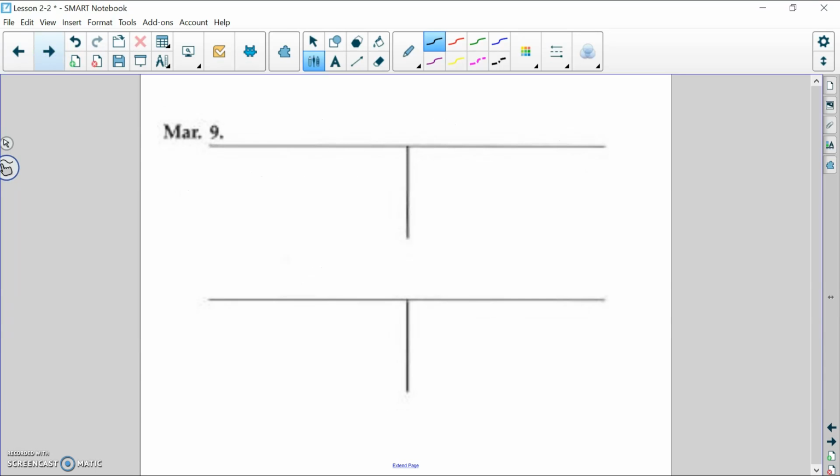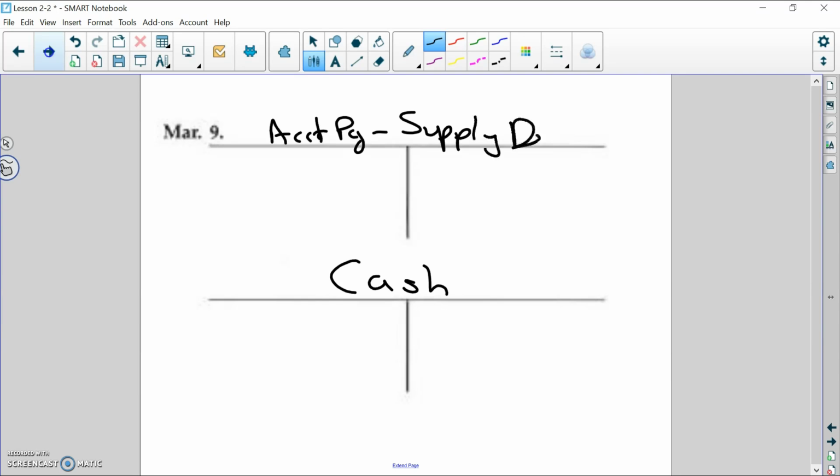Last transaction for this exercise. Paid cash on account to Supply Depot, $80. All right. So what two accounts are affected? Cash. Accounts payable. I'm going to abbreviate it. Hyphen Supply Depot. Okay.